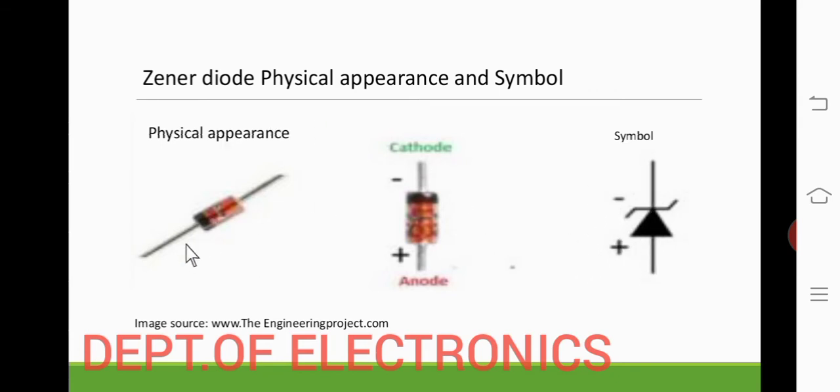Physical appearance, how you are going to see. This is the physical appearance. Remember that this black side you are seeing is the cathode of the diode, and the other side is the positive of the diode. Okay, this is the physical appearance and the symbol of the diode.